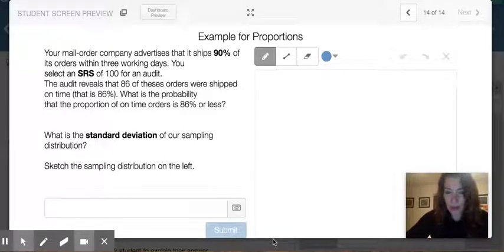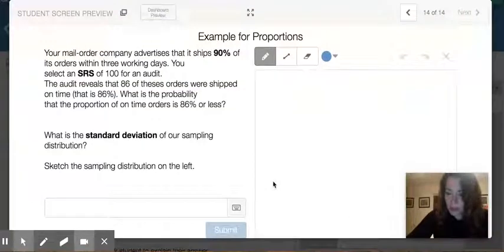All right, let's look at how we could answer a question on proportion. Your mail order company advertises that it ships 90% of its orders within 3 working days. You select an SRS of 100 for an audit. The audit reveals that 86 of these orders were shipped on time. That is 86%, so 86 out of 100. What is the probability that the proportion of on-time orders is 86% or less?